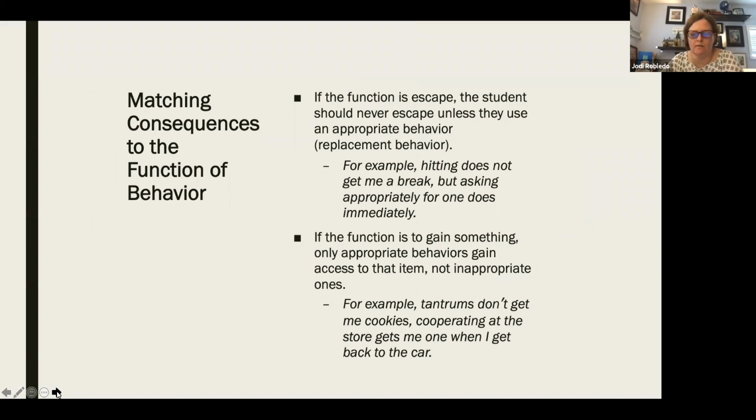So it's obviously important to match the consequence to the function of the behavior. So when looking at consequence changes, we're definitely going to want to make sure that we make some changes there. So if the function of the child's behavior is escape, then the student shouldn't escape unless it's an appropriate behavior, unless they actually use the replacement behavior, like I want a break, or I need help, or I don't want to do this right now. So for example, hitting does not give me a break, but asking appropriately for one does immediately.